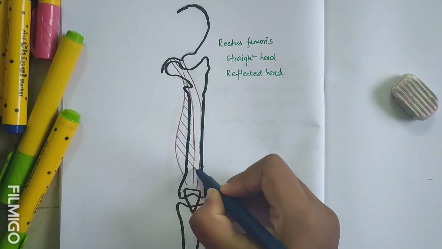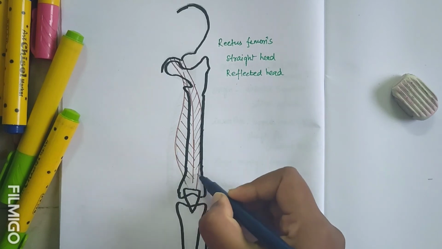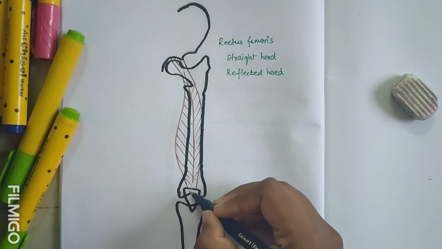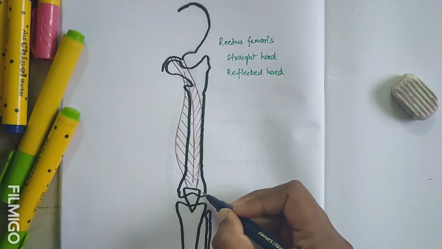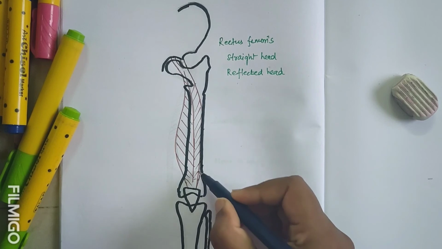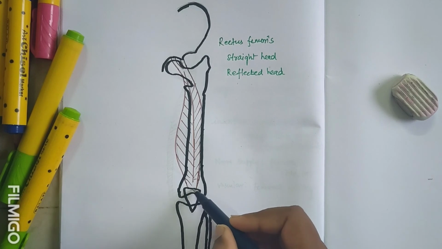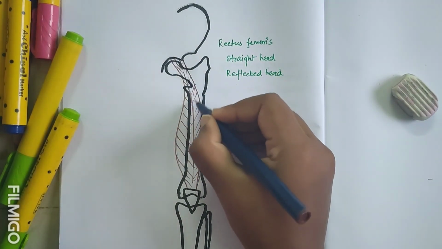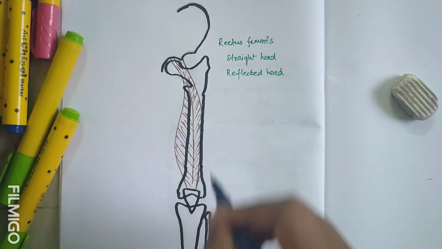It is fusiform shaped and also bipinnate. And the insertion is in the base of the patella. This is the patella bone, which is the largest sesamoid bone in our body, and this rectus femoris muscle is inserted in the base of the patella. I think you understand this. This is the rectus femoris muscle.